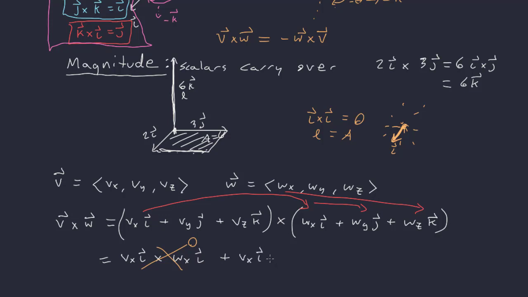Okay? Then it will be plus Vxi cross Wyj. Okay? Then it will be plus Vxi cross Wzk. And I'm going to write these out.